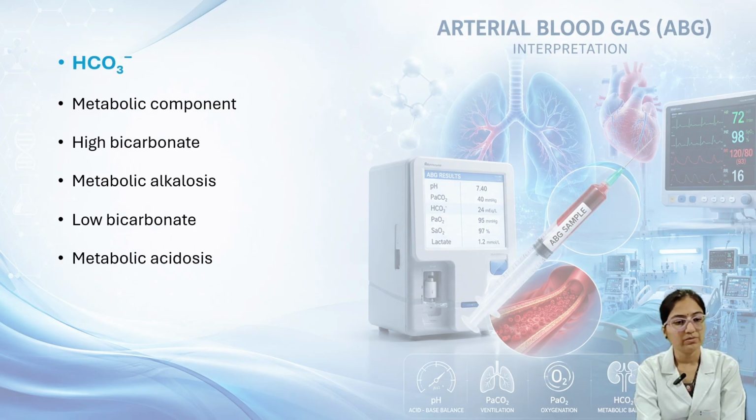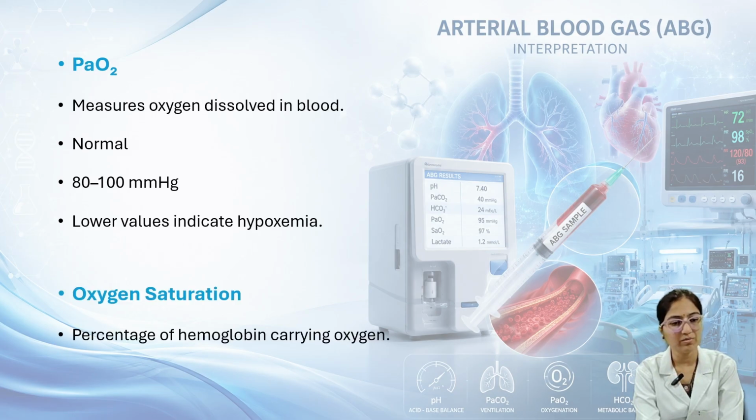And then we'll see hydrogen carbonate, that is bicarbonate. Here it is a metabolic component. High bicarbonate, metabolic alkalosis. Low bicarbonate, metabolic acidosis. Easily you can remember, right?